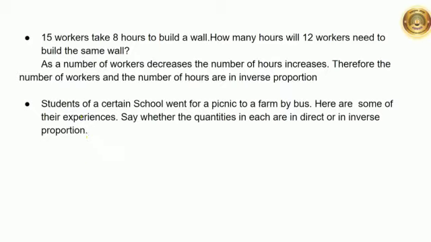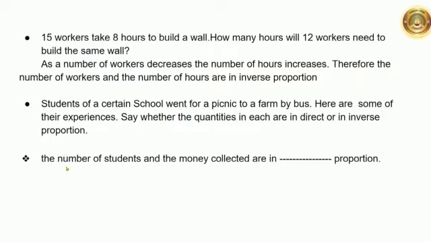Let's see another example. Students of a certain school went for a picnic to a farm by bus. Here are some of their experiences. Say whether the quantities in each are in direct or in inverse proportion. The first, the number of students and the money collected are in dash proportion. Here, when the number of students increases, the money collected also increases. So what kind of proportion is this? Yes, it is a direct proportion.